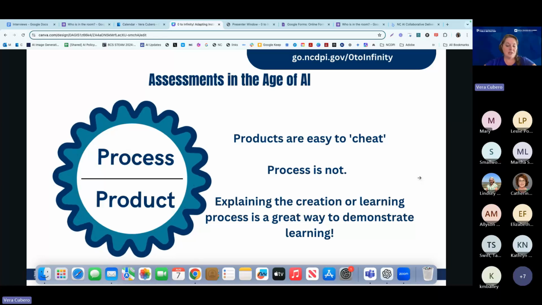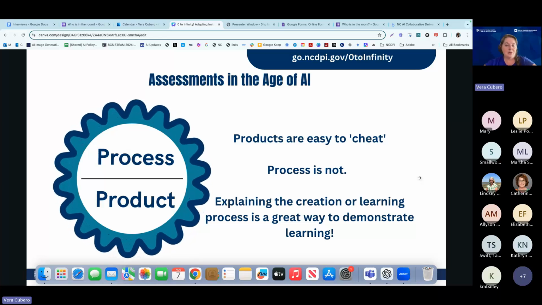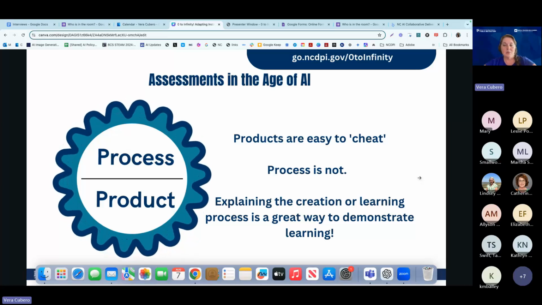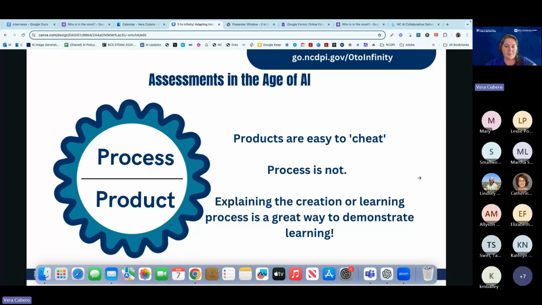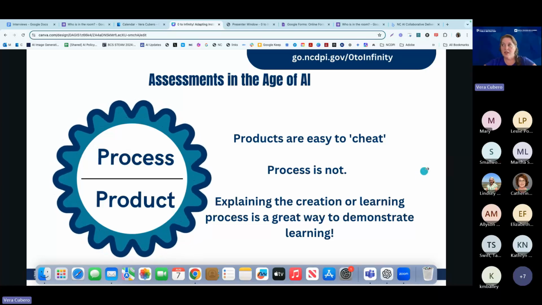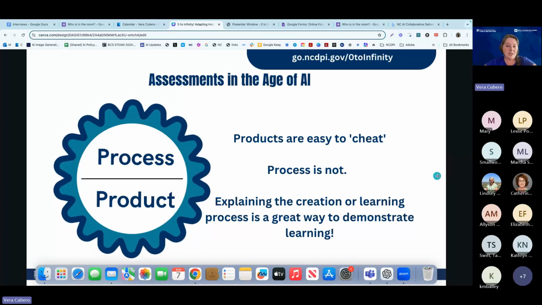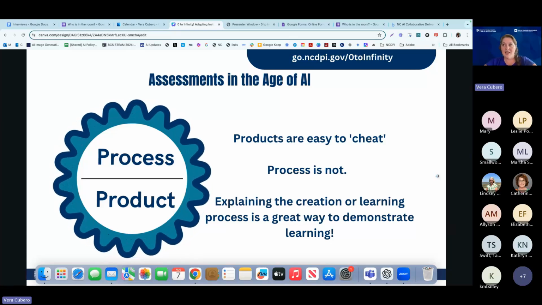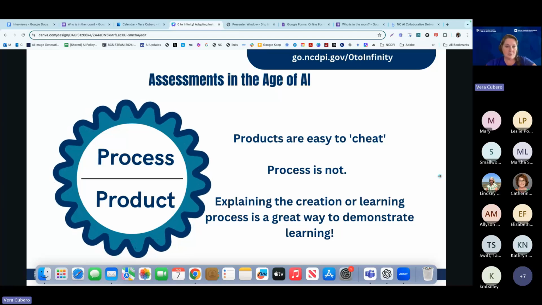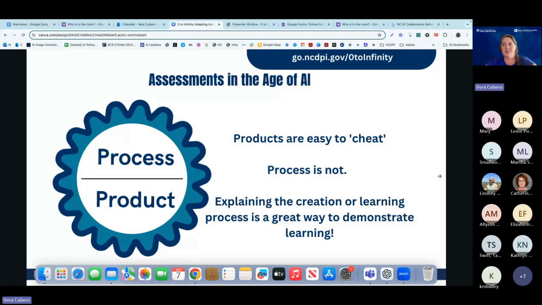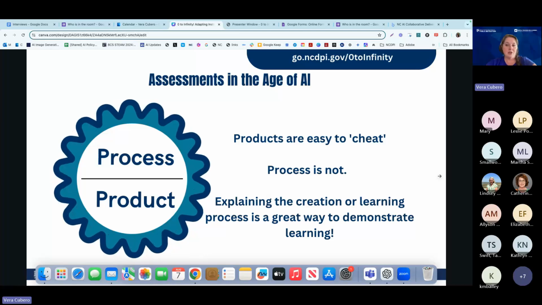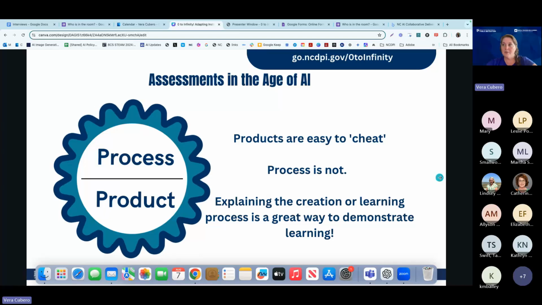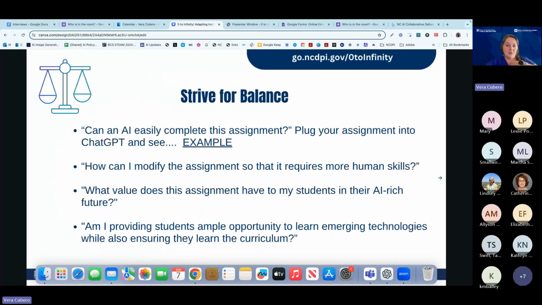One of the big, just that overlying thought is that we need to start looking at the process of learning as more important than the product of learning. And so the end product in any situation can be pretty easily cheated now, especially if it is a written assignment. The students can almost always plug it into ChatGPT and get a response. And so instead, we need to think about what did they do to arrive at that end result, and what did they learn along the way. And so we're going to look at some ideas for doing that.